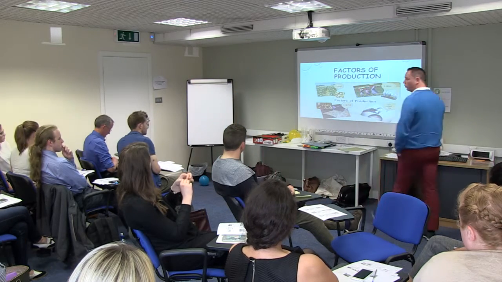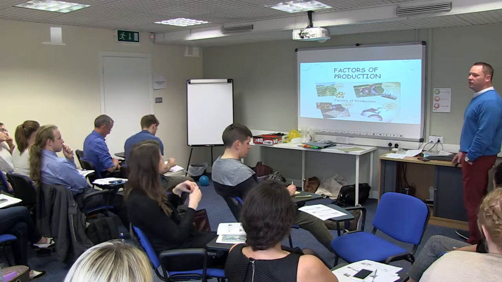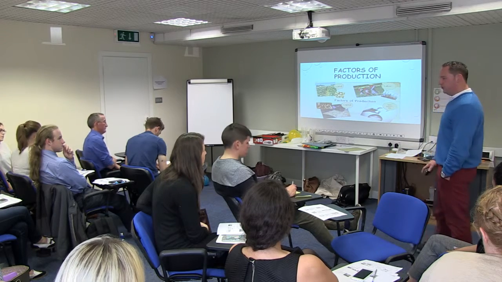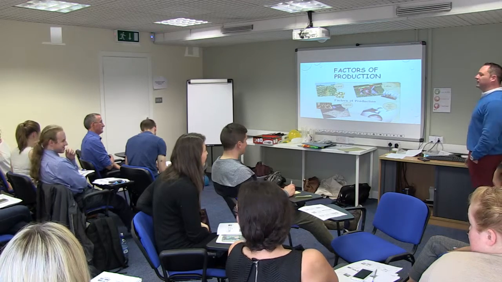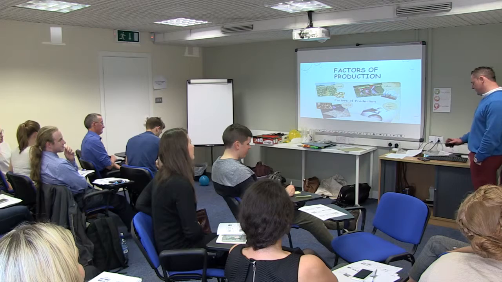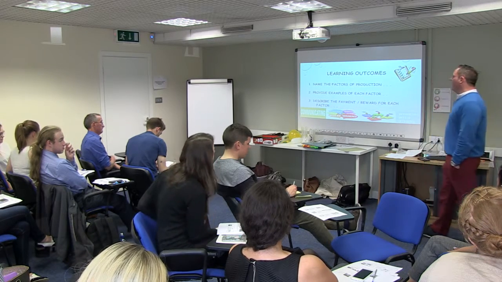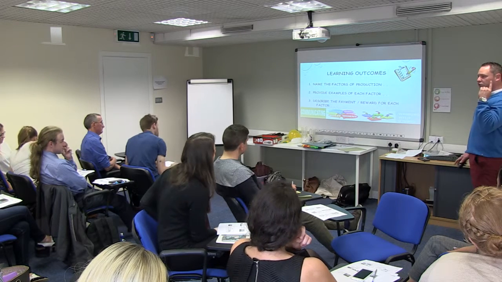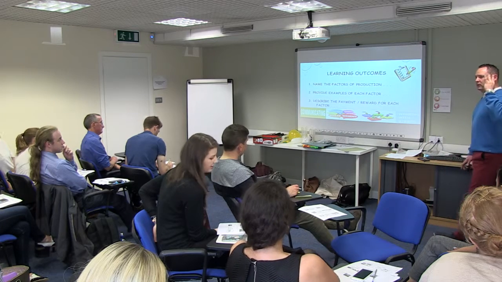So, today's lesson we're going to look at the factors of production. Anyone be able to name the factors of production? Land, labour, capital, enterprise. Very good. So, the 4 factors of production are land, labour, capital and enterprise. So the first thing is the learning outcomes. At the end of this lesson, we should all be able to name the factors of production, okay? So at this stage, we can name them. What do we say the word? Land, labour, capital, and enterprise.